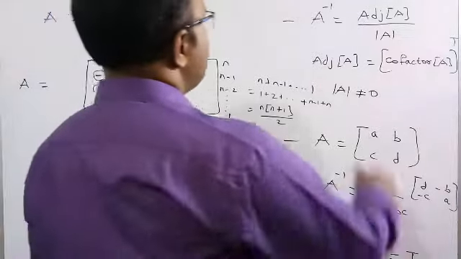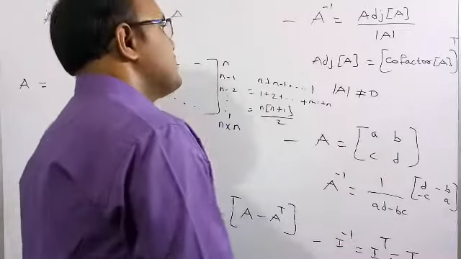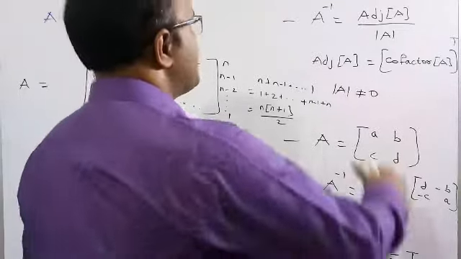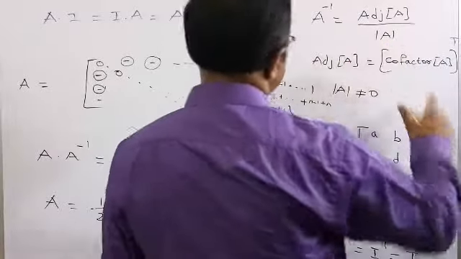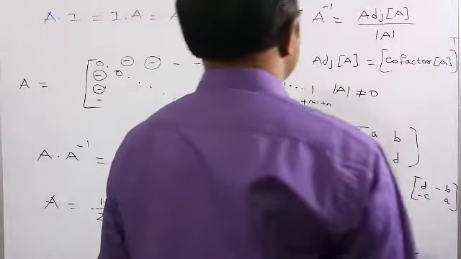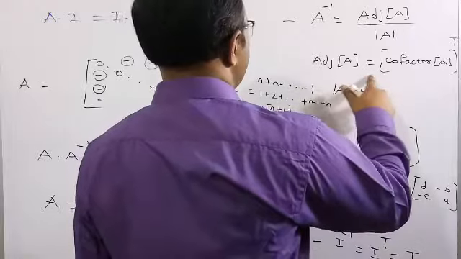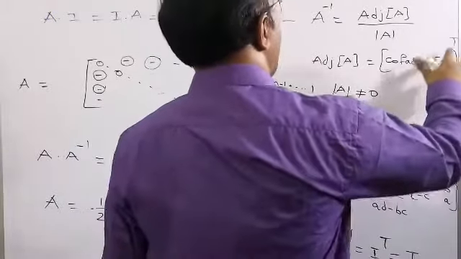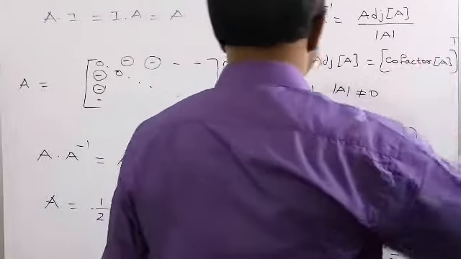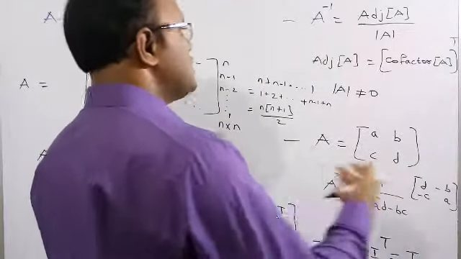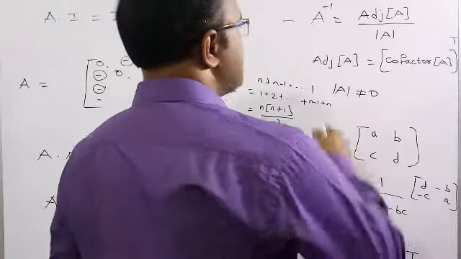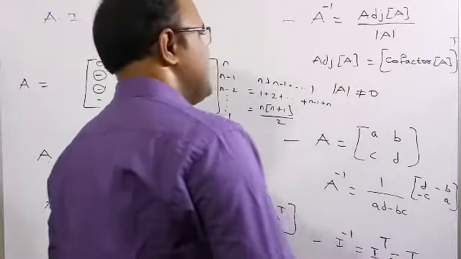Now we move forward. Here we already know A inverse is equal to adjoint of A by modulus of A. Modulus of A is also called the determinant of the matrix. The adjoint of matrix A is equal to the cofactor of matrix A whole transpose. This means once we get the cofactors of the matrix, we do the transpose of that matrix, and then it is said to be the adjoint of the matrix A.